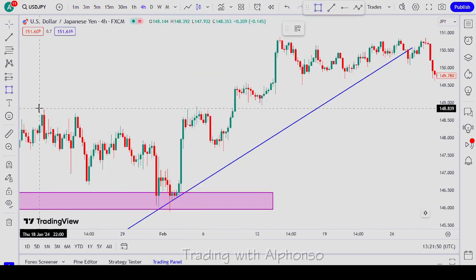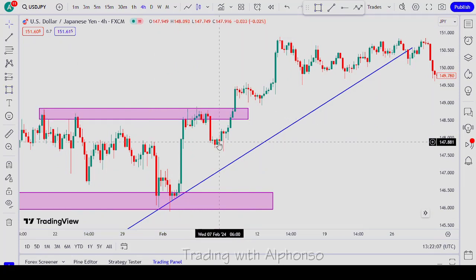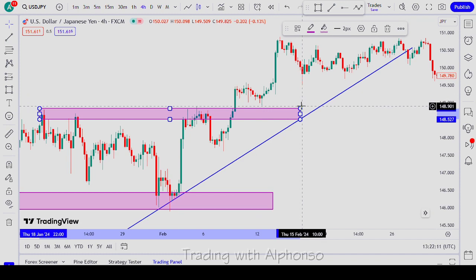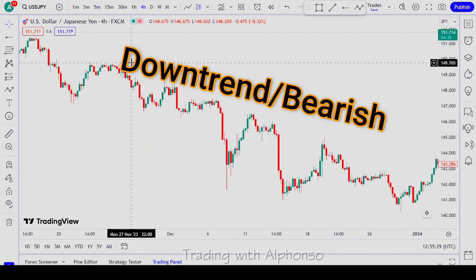So this is another key level. There's a resistance zone at this point right here. Price broke our resistance zone right here and price retested our resistance zone at this point right here. As you can see, our resistance became support. Right here, the structure is the downtrend.